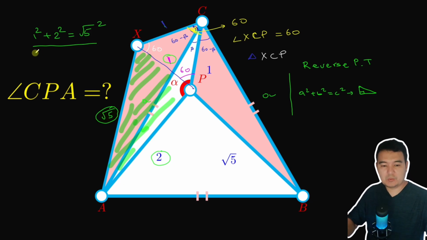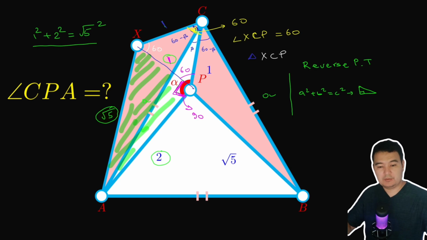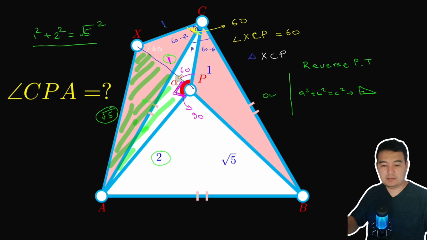So since 1 square plus 2 square is root of 5 square, this part of the angle should be 90 degrees. So since our alpha is 90 plus 60, total alpha is going to be 60 plus 90, equal to 150 degrees.